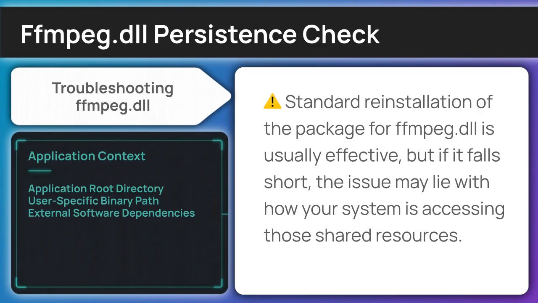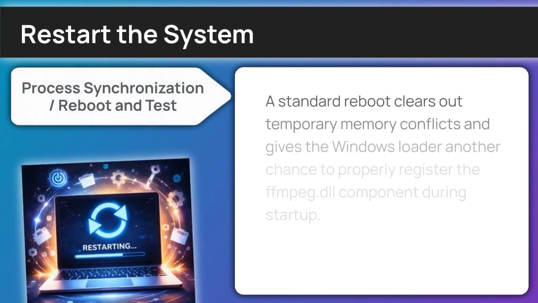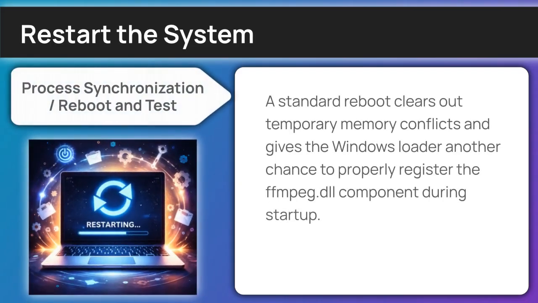to refresh the system's memory. Performing a restart can determine if the error is just a transient environment glitch. A reboot refreshes your system's path variables and can sometimes re-establish a broken link to the Ffmpeg library file.